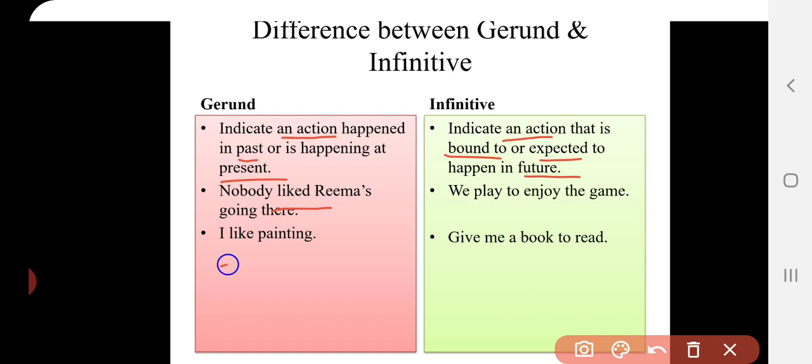I like painting. At present also I like painting. So gerund talks about the present and the past. If we see on the other hand side the infinitive, we play to enjoy the game. They will play the game. Why will they play? To enjoy it.